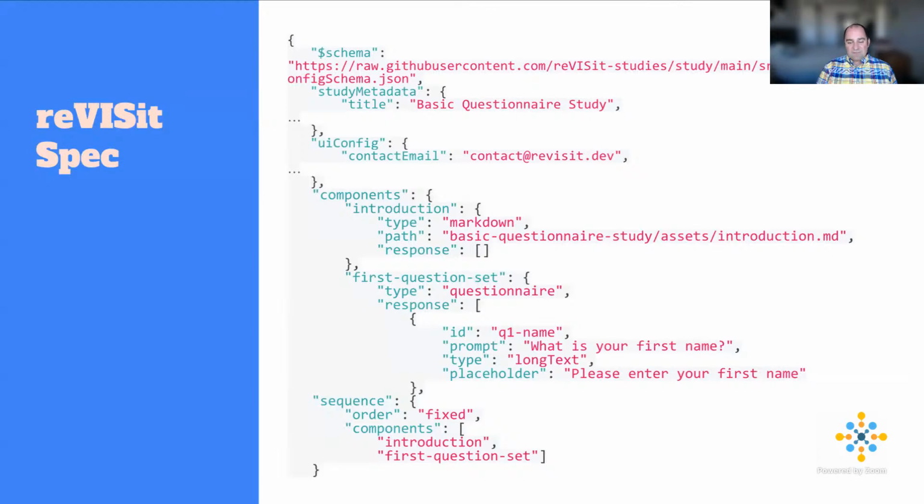So this is a simple and incomplete example of what the spec looks like. The idea here is you see the schema at the top, then you have your study metadata, where I cut out most of it. Then you have your UI configuration. Here is the main part where you have your components. And then at the bottom, you define your sequence.